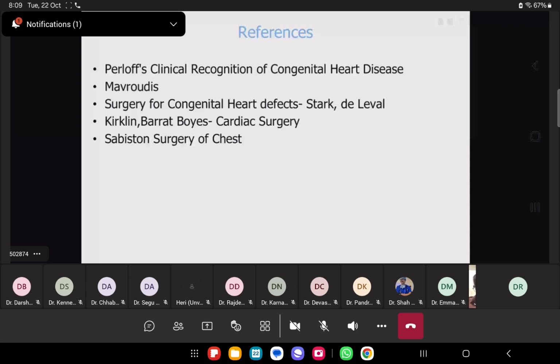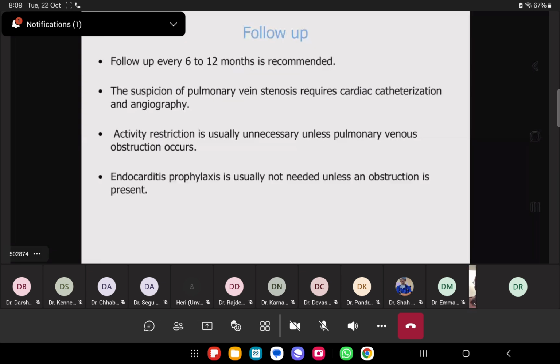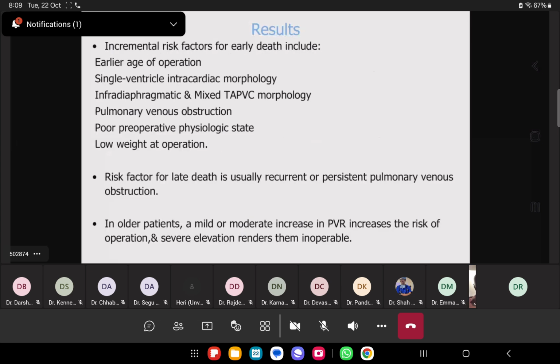When you talked about the surgical technique, you went back to that infracardiac type repair. You said something called sutureless repair, right? I didn't understand that. What was that?